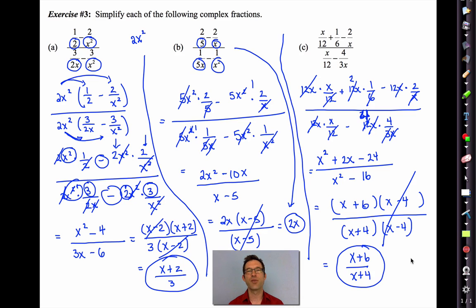Don't cancel those x's. Don't reduce that 6 over 4 into a 3/2. Remember, only factors cancel factors. Okay, and that can't be factored anymore. Pause the video now. Write down anything you need to.